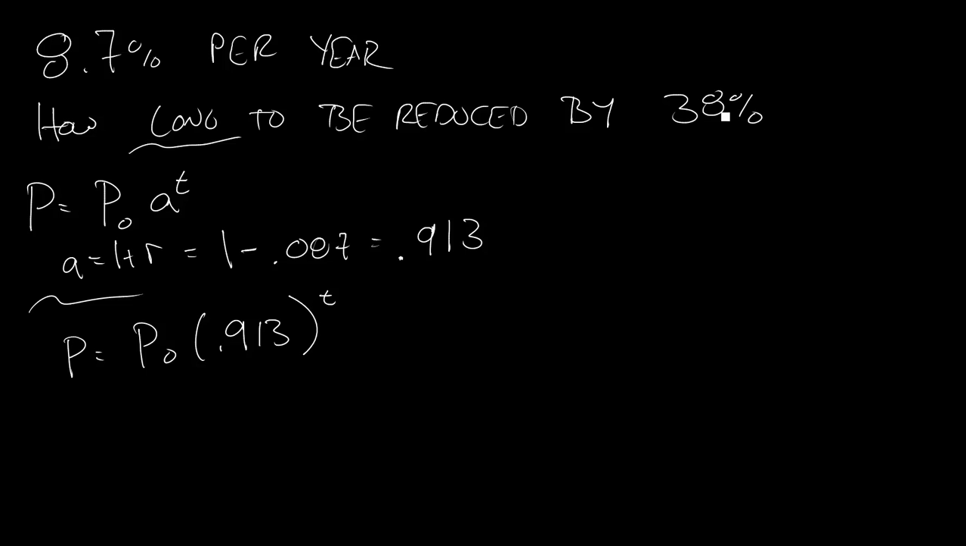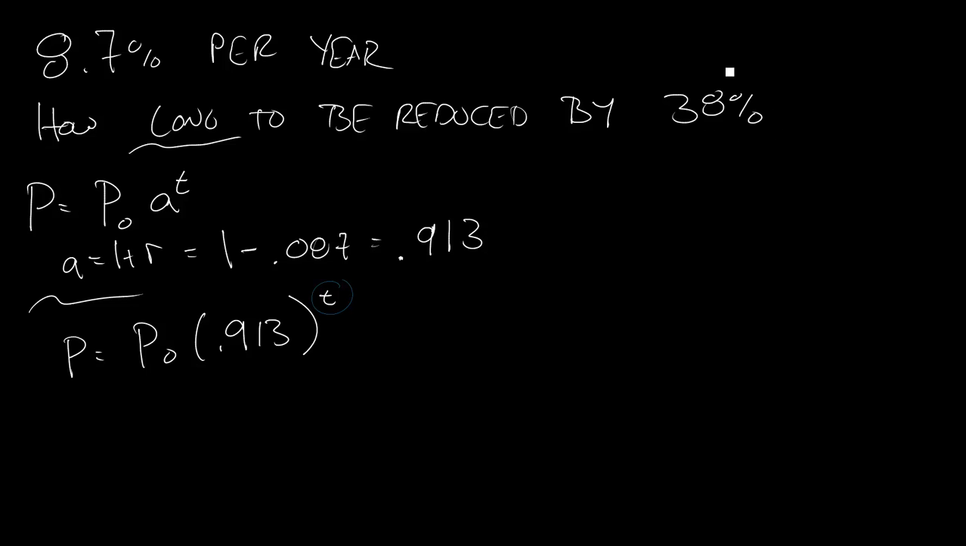Now, how do I answer this part of the question? How long to be reduced by 38%? Very generally, this is saying I'm going to have to solve for this time. So what's this talking about? How long until it's reduced by 38%? That's actually talking about the output. It wants to know when this P is a certain value. It doesn't tell us exactly, but it tells us we want the initial quantity to be reduced by 38%.